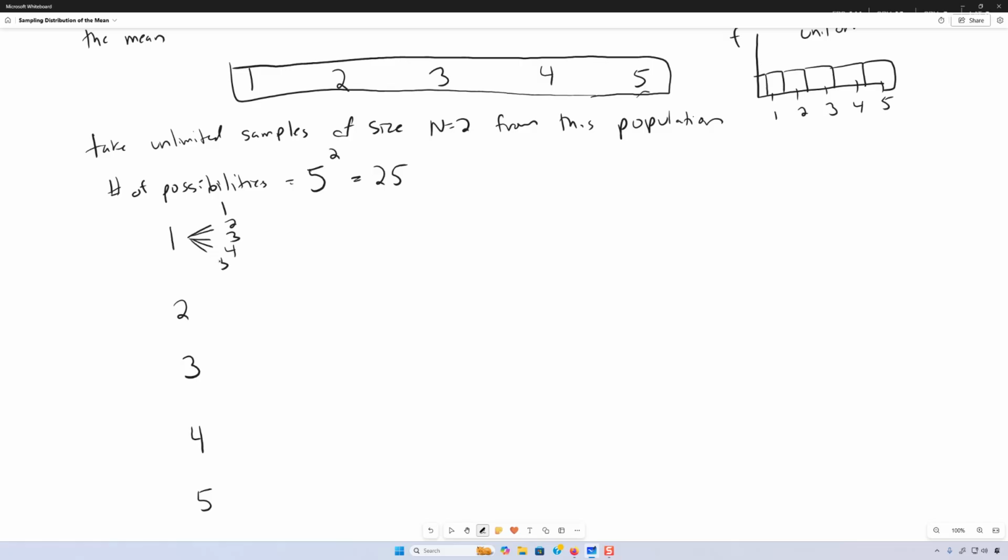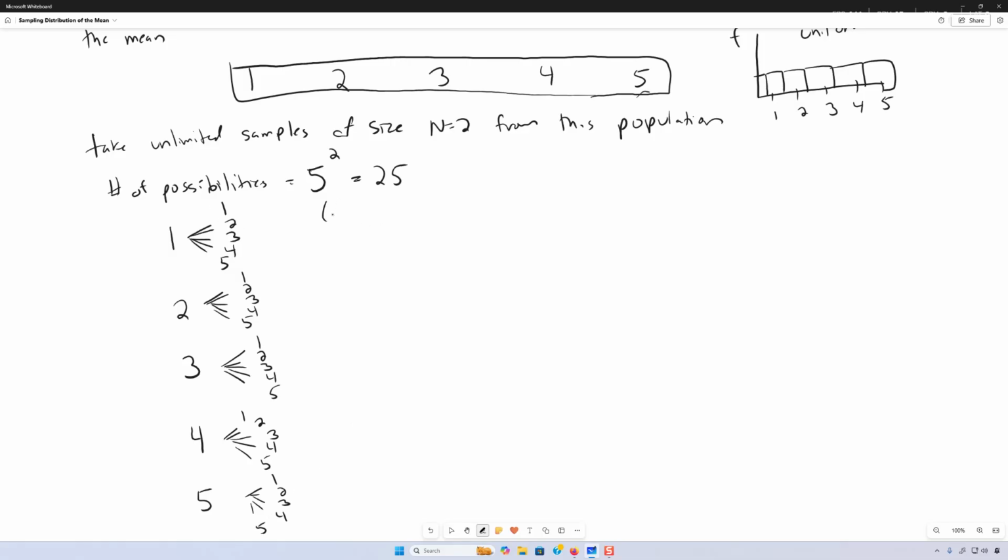So if I get 1 first, on the first draw, I can get any of those 5 on the second. And the same here, right? And this is going to write out all the possible samples of size 2. Because I'm replacing, it doesn't matter what I get the first time, I can get everything the second time. So you can see there's 25 different possibilities, and these are mapping out all the possibilities here, right? So all I have to do is map this out.